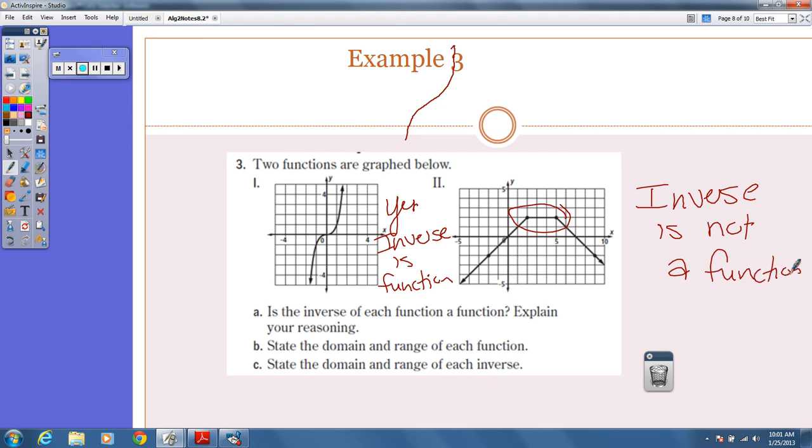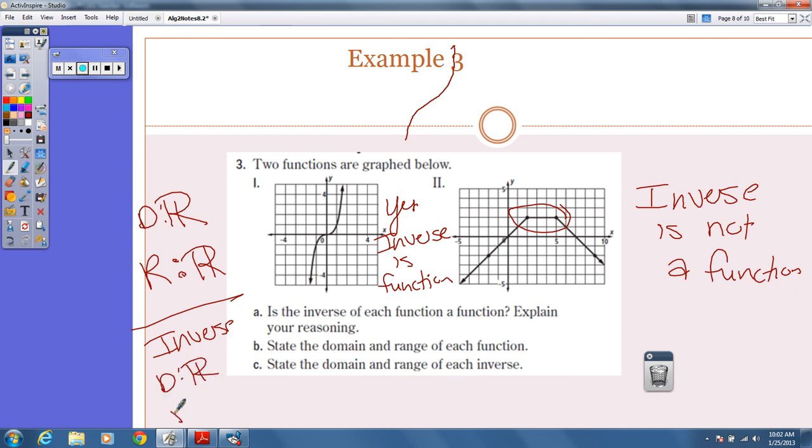And they want us to state the domain and range. Okay, the domain here, left to right, would I go forever? Yes, I would gradually go to the right forever and ever, and to the left. So the domain is all real numbers on the function. The range is also all real numbers because it will go up forever. The domain and range should switch for the inverse, so basically the domain is still all real numbers and the range is still all real numbers.